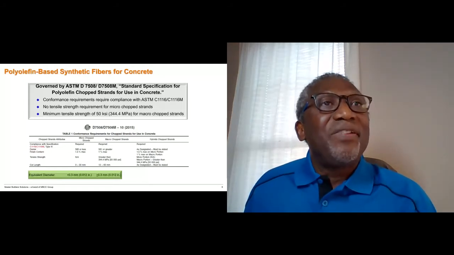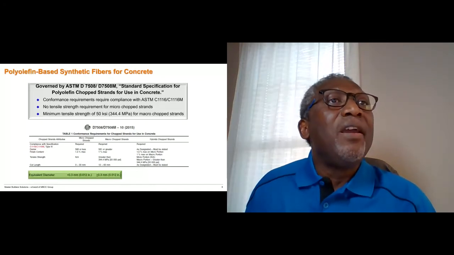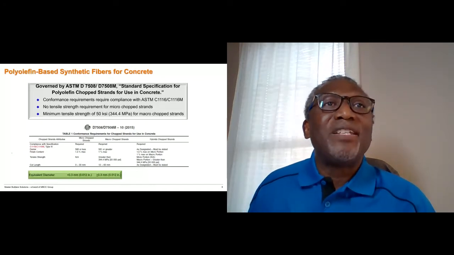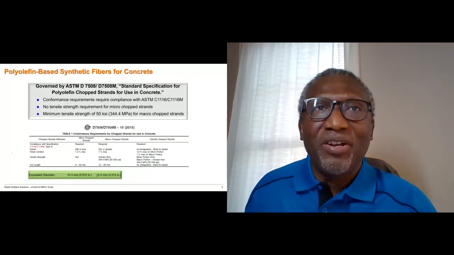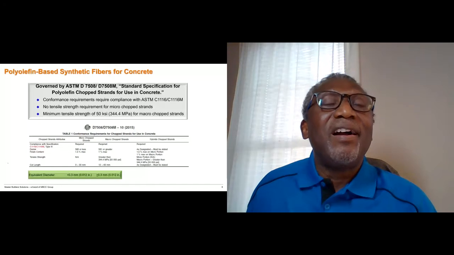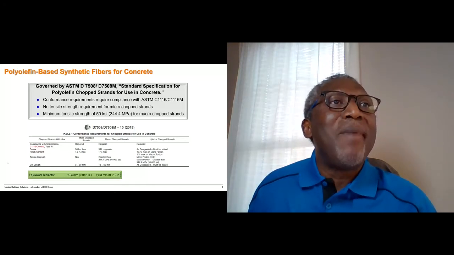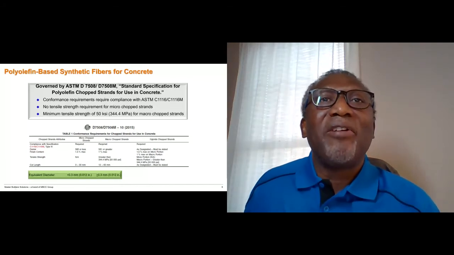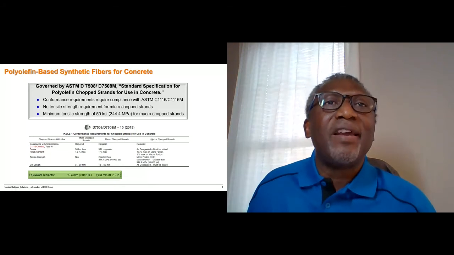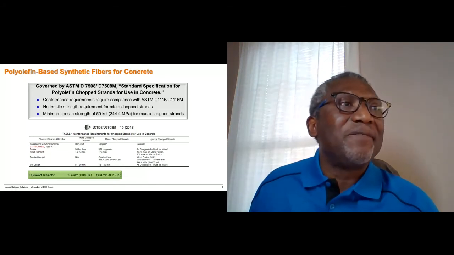Now, in ASTM D7508, there is a table, table 1, which provides conformance requirements for chopped strands for use in concrete. And there are 3 different categories that are listed in table 1. First we have micro chop strands, and then we have macro chop strands, and then the third category is the hybrid chop strands, which is a blend between the micros and the macros.